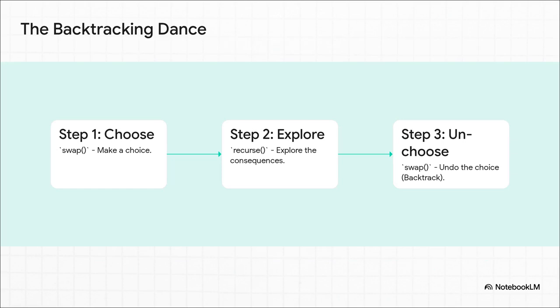So the whole thing boils down to this really beautiful three-step dance. First, you swap. You make a choice. You're saying, let's see what happens if this element is first. Second, you recurse. You dive down that rabbit hole to see where that choice leads. And third, and this is the magic part, you swap it back. You undo the choice. You're basically just cleaning up after yourself, leaving the array exactly how you found it, ready for the next path to be explored.